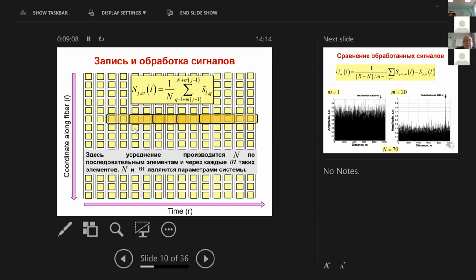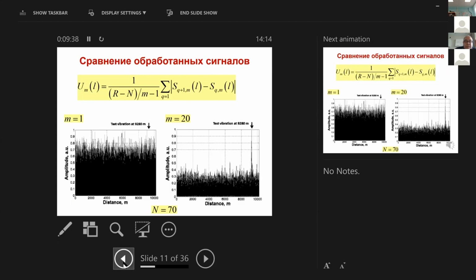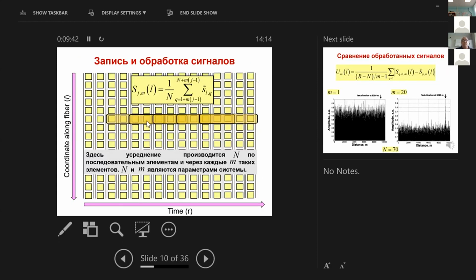The next thing we do is average consecutive elements in the time domain. We use N consecutive elements in this dimension, then average them, forming this matrix where G is the number of averagings, and M is the delay between two consecutive averaging procedures. So in fact, N and M became two important parameters for the processing algorithm.